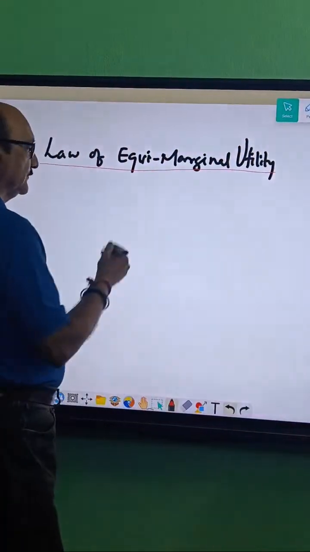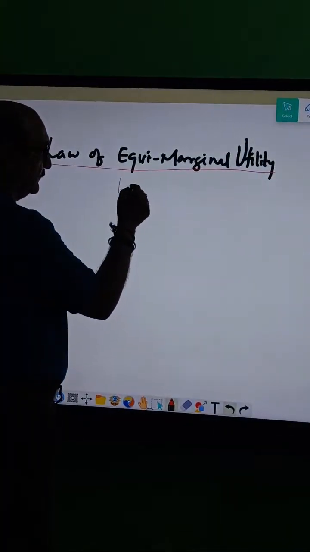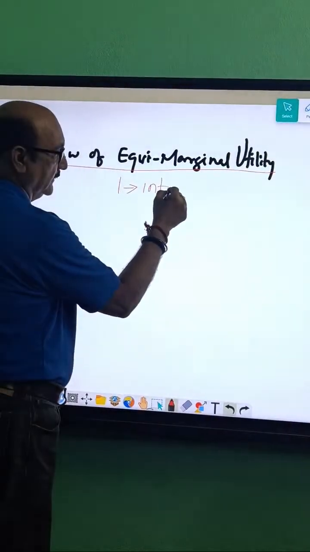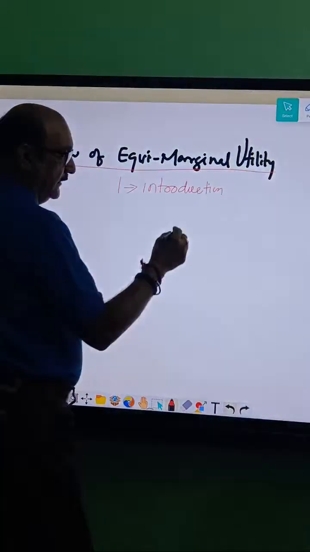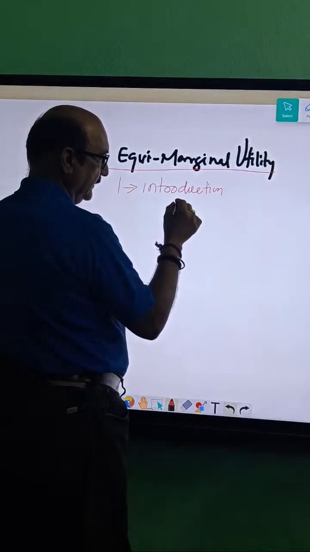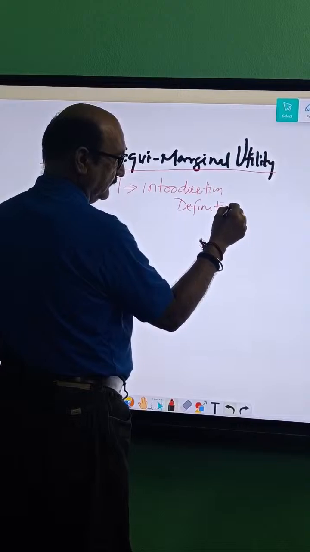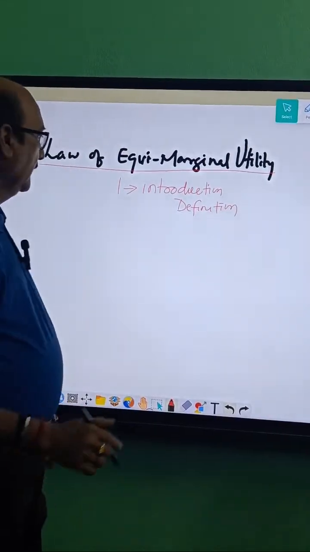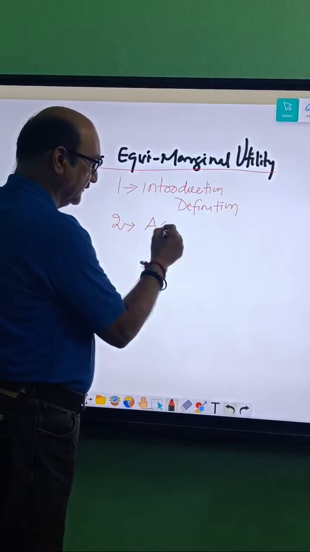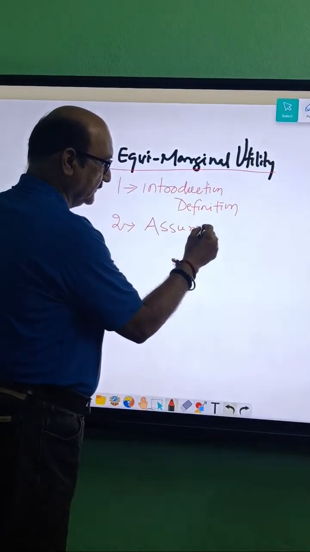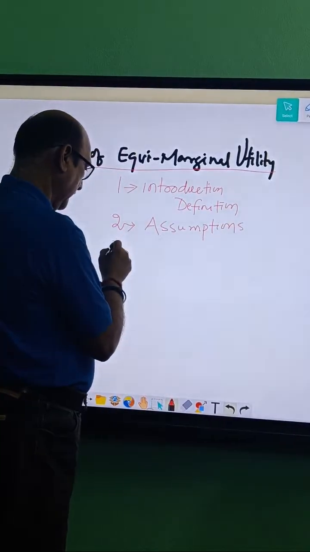Whenever this question comes into your examination, the first thing you have to write is the introduction, containing the definition. This is point number one. Then move to the next point, that is assumptions, meaning the conditions of the law. Assumptions are mandatory.